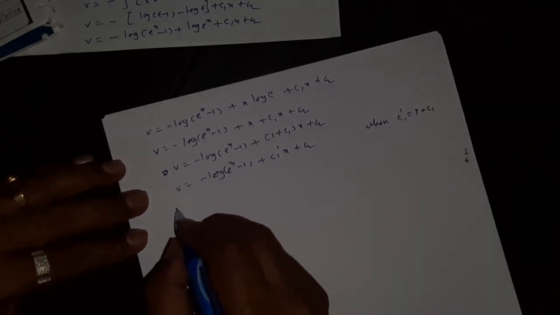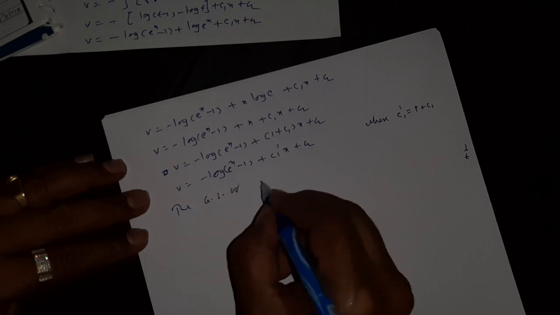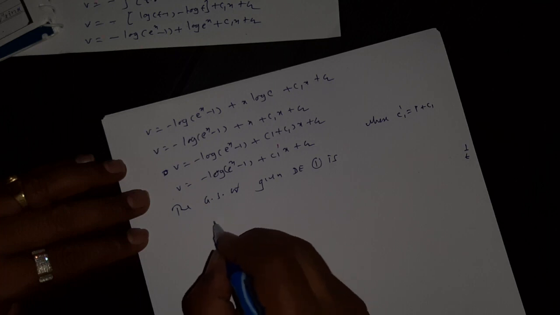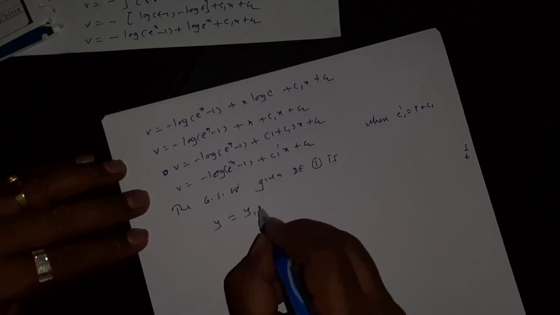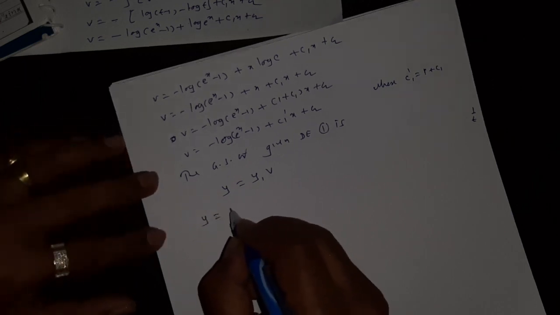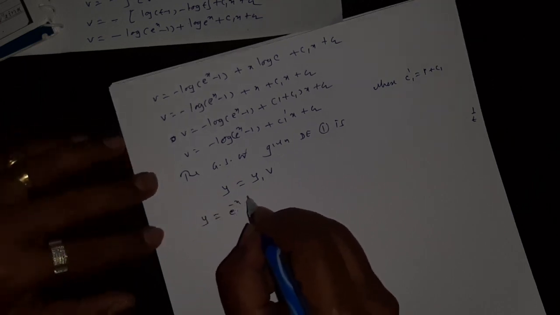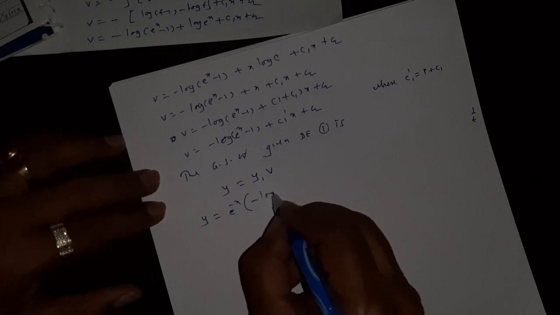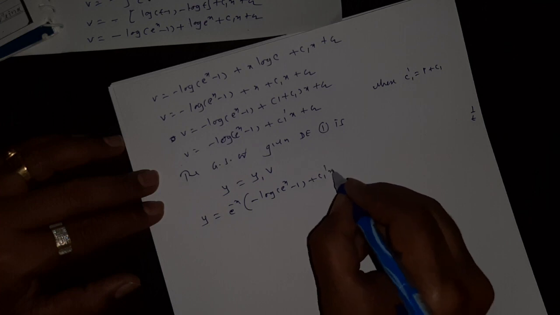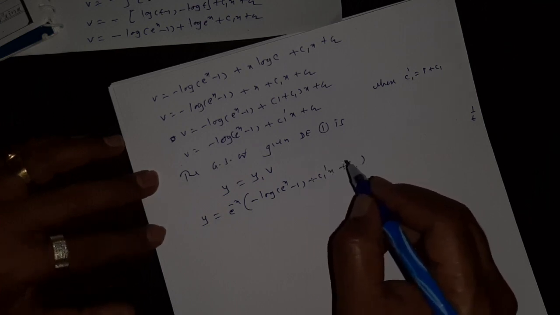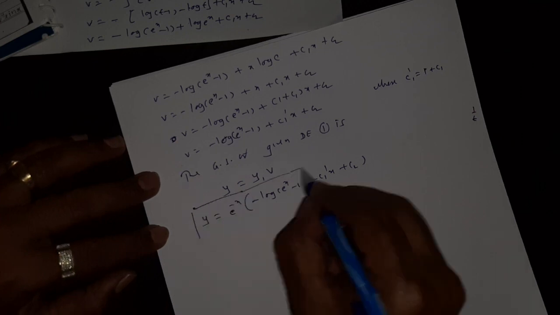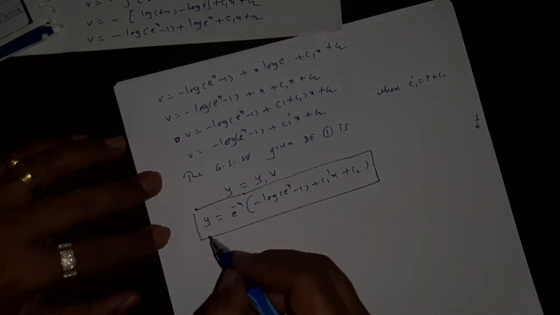And therefore the general solution of the given differential equation 1 is, what is it? y is equal to y1 v. What is y1? y1 is e raised to minus x. v is minus log of e raised to x minus 1, plus c1 dash x plus c2. So this is the general solution of the given differential equation.